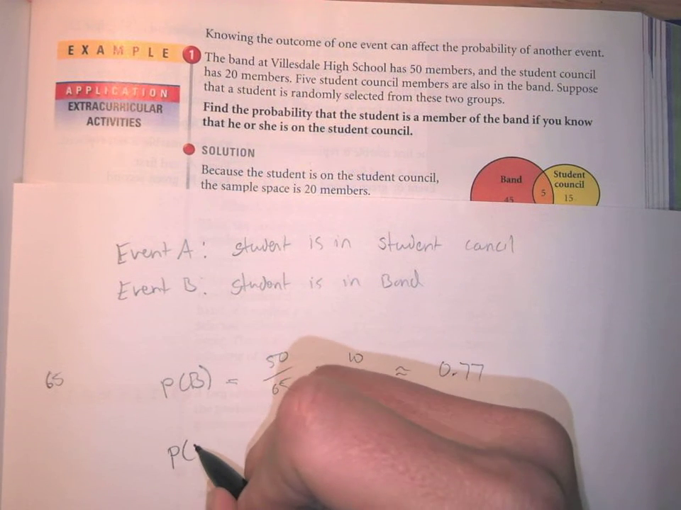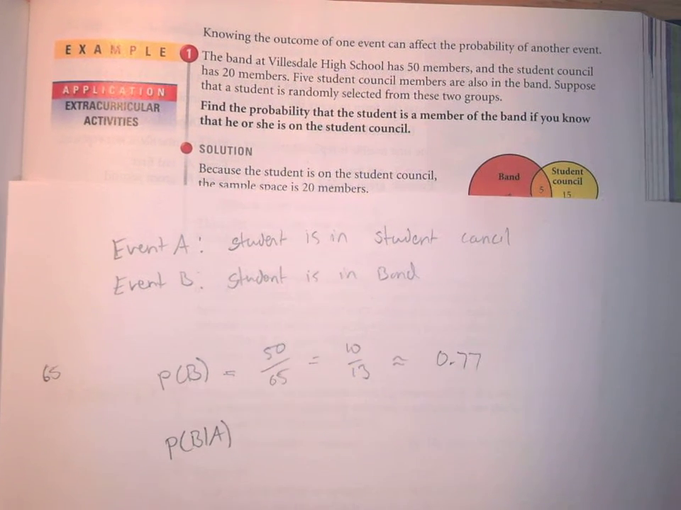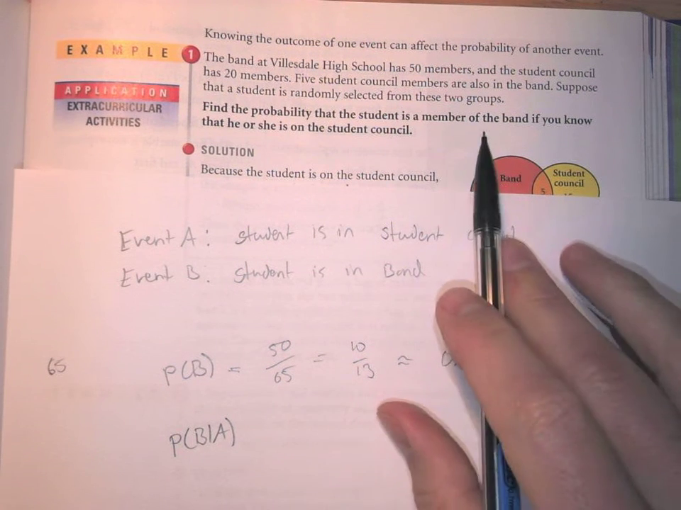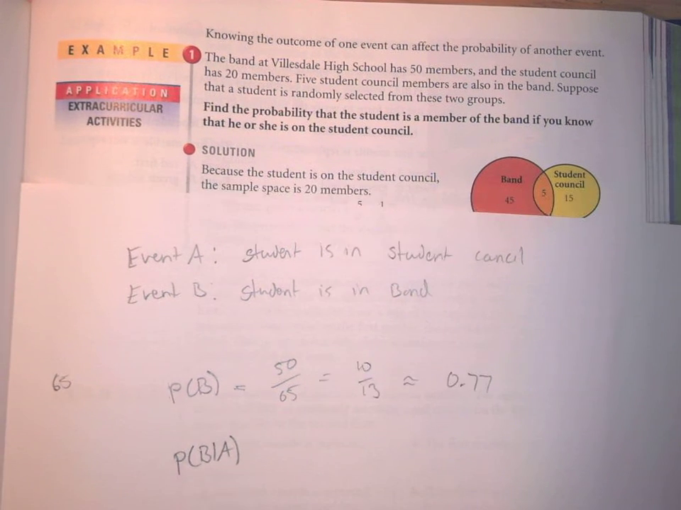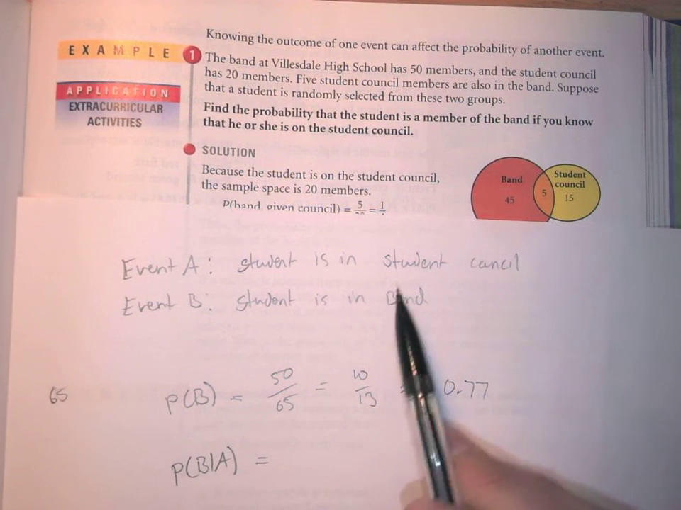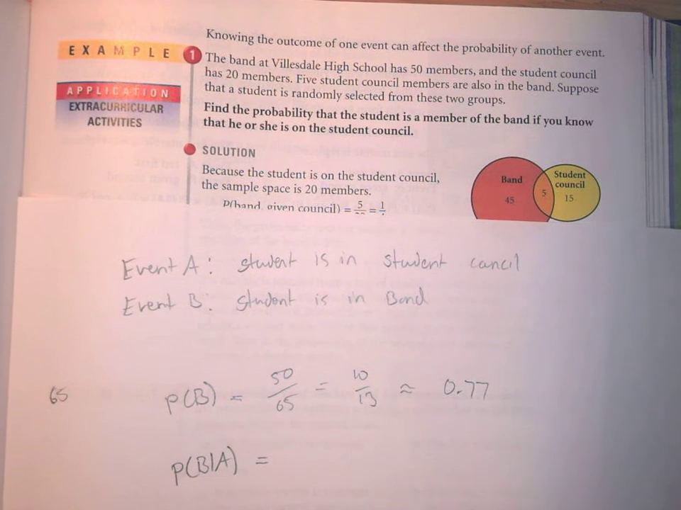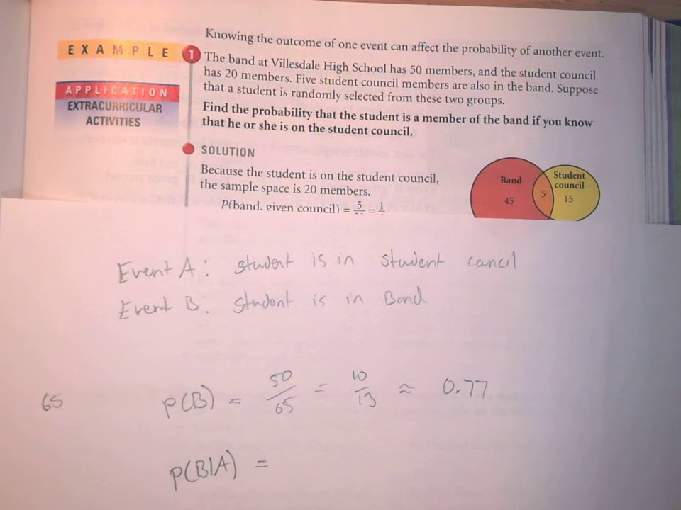The question's asking for what's the probability of B given A. In other words, what's the probability that the student is a member of the band if you already know she's on student council? So what happens is the first event already happened. In other words, the first event is we decided the student was in student council, or we picked a student that was already in student council.